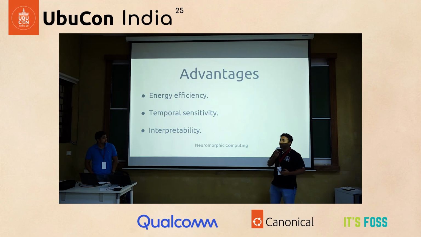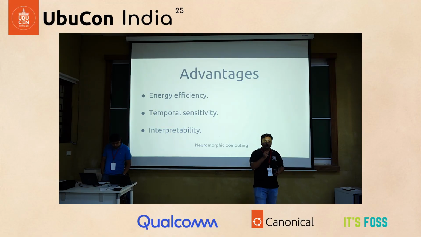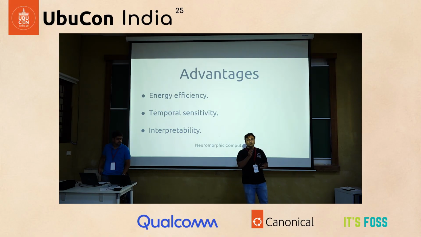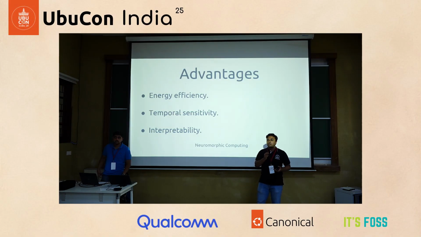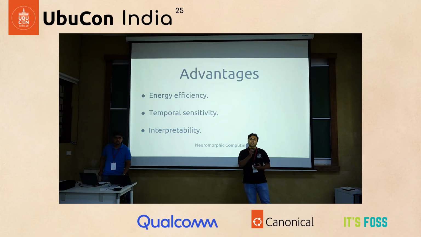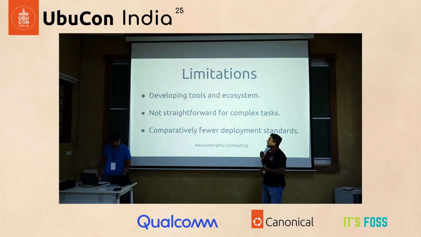So again, to recap the advantages, we have energy efficiency. We want to run this on edge devices, so let's say ESPs or NodeMCUs or whatever. The resources are very limited on IoT devices, so adding these sort of neural networks could be very energy efficient.